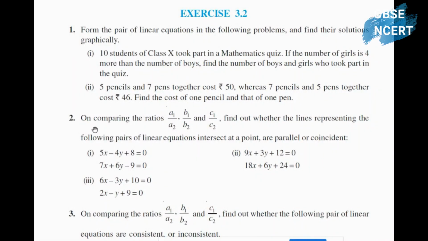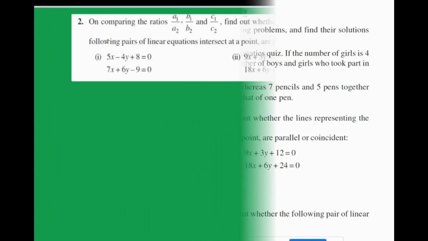Exercise 3.2, second question. On comparing the ratios A1 by A2, B1 by B2, C1 by C2, find out whether the lines representing the following pair of linear equations intersect at a point, or are parallel or coincident. So we have to check whether the pair of linear equations are intersecting, parallel or coincident by comparing the ratios. So let us solve this problem.